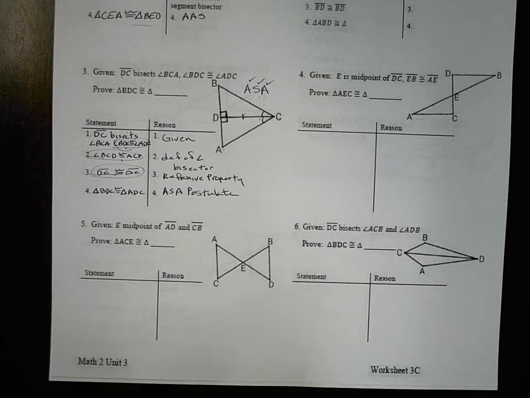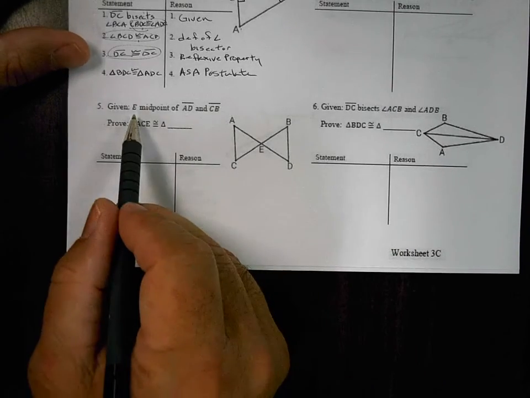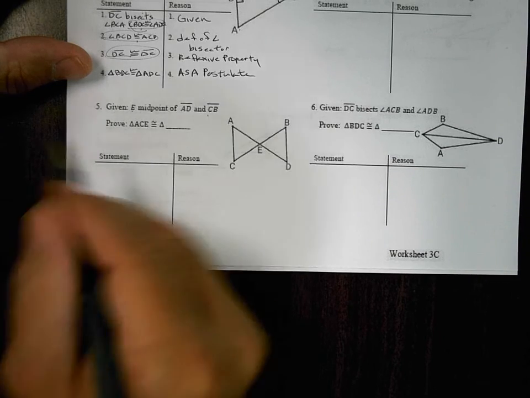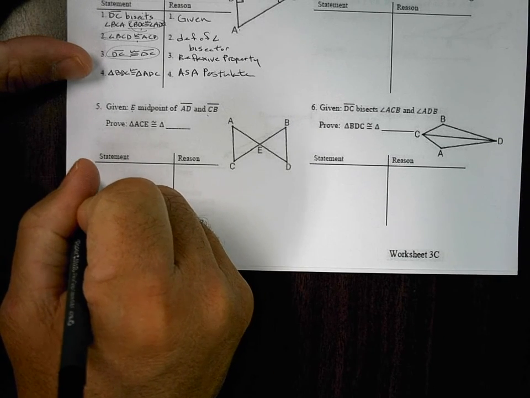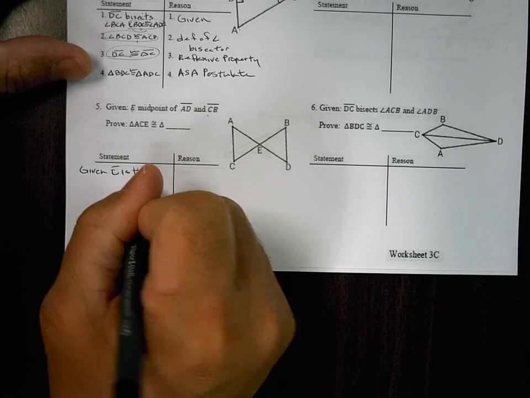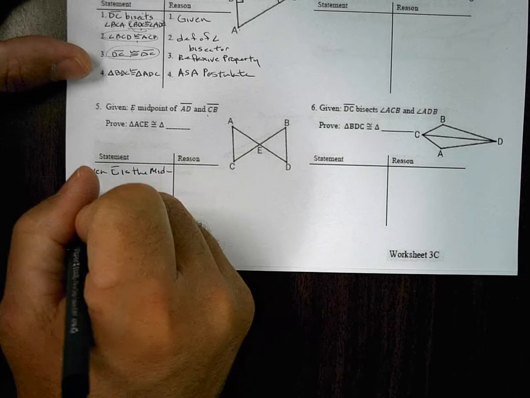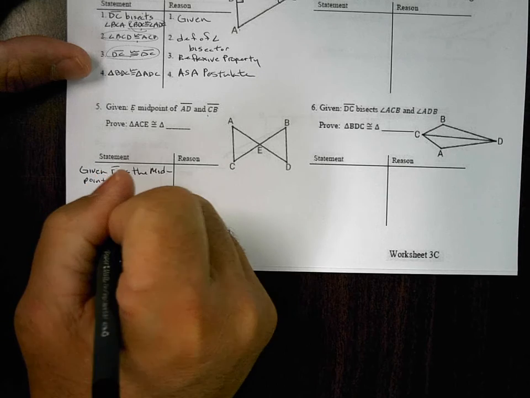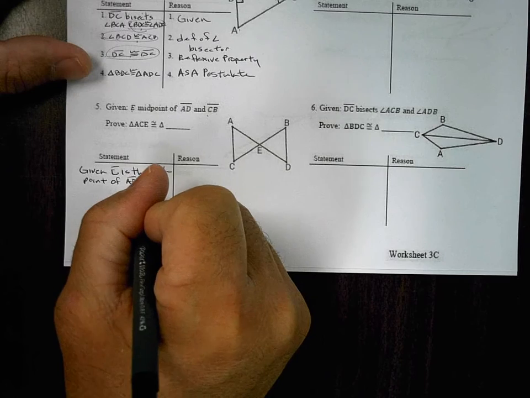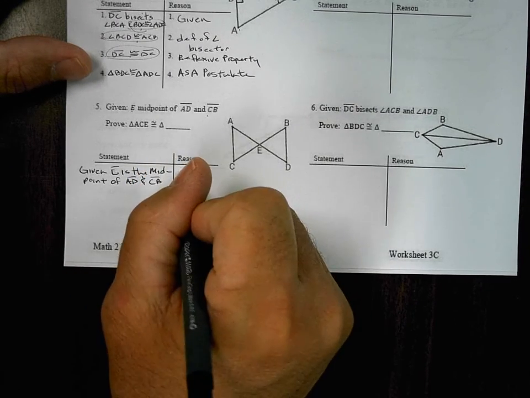Okay, let's go on to number 5. All right, given that E is the midpoint of AD and BC. All right, well, that's a little easier to write down. Given E is the midpoint of line segment AD and line segment CB. Okay, that's given.